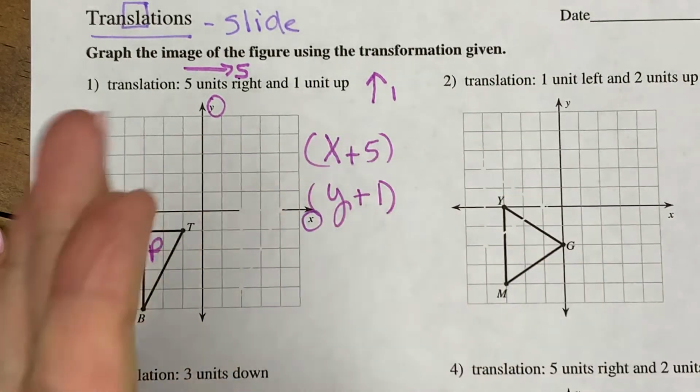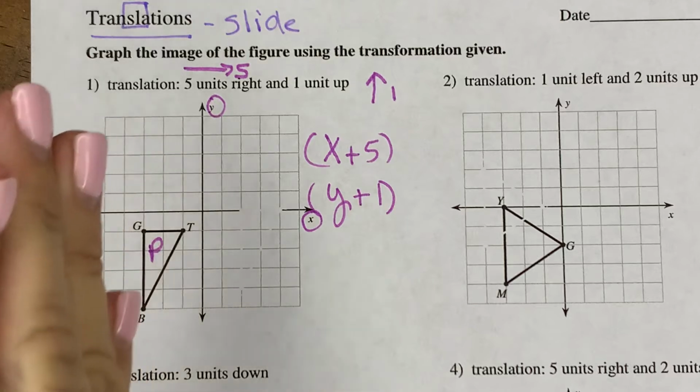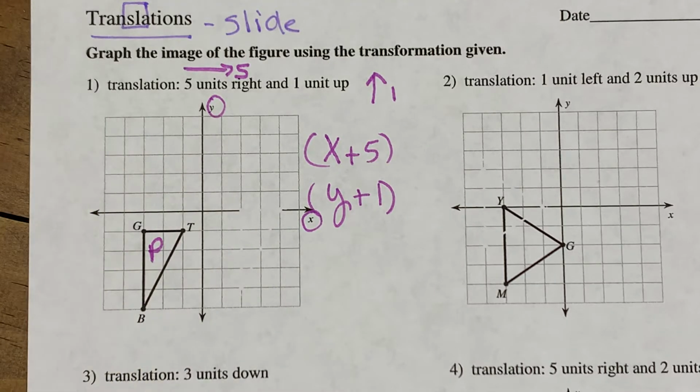This is the very first thing that you do. This is before you've moved anything. It's almost like the original, okay? It's called the pre-image. Once we move things, we're going to mark it so we know which one is the original and which one is going to be our new image.